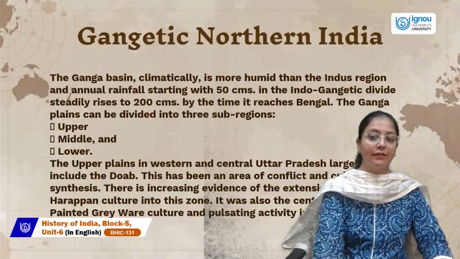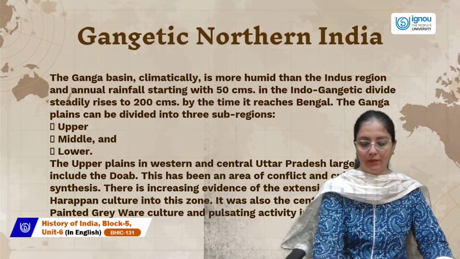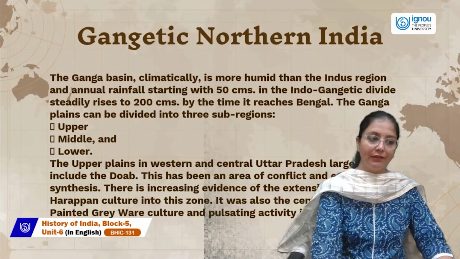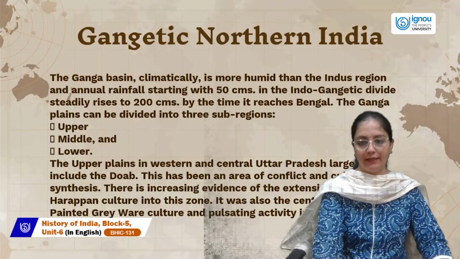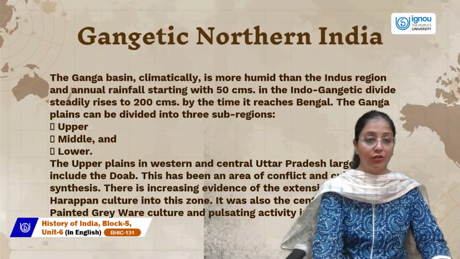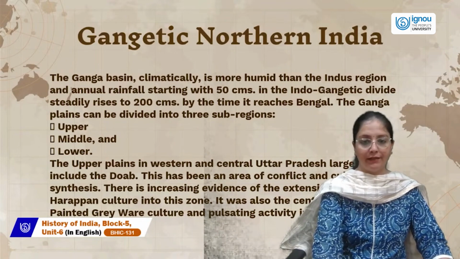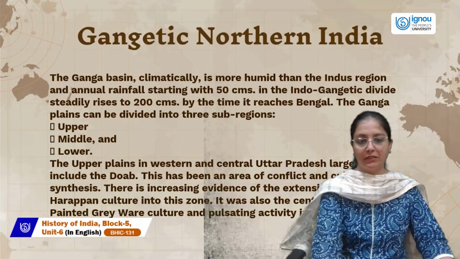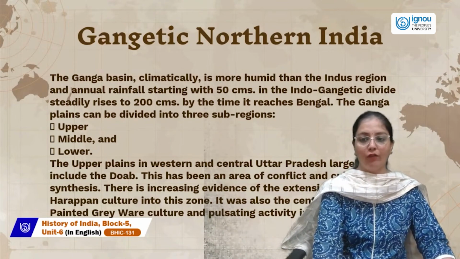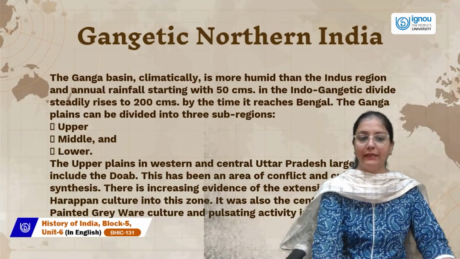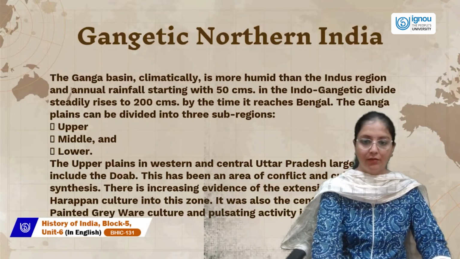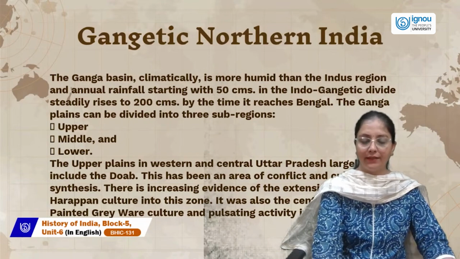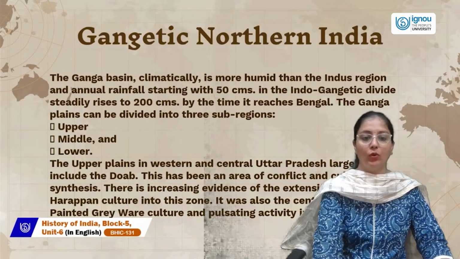The upper plains of western and central Uttar Pradesh largely include the Doab. The Doab is the area connected with the rivers, and the land of the Doab is really very fertile. Because of the fertility of the soil and the land, agriculture is in very good condition. This has been an area of conflict and cultural synthesis. In the Doab, rulers always fought and had conflict, and always there was cultural synthesis, just to grab the Doab area.